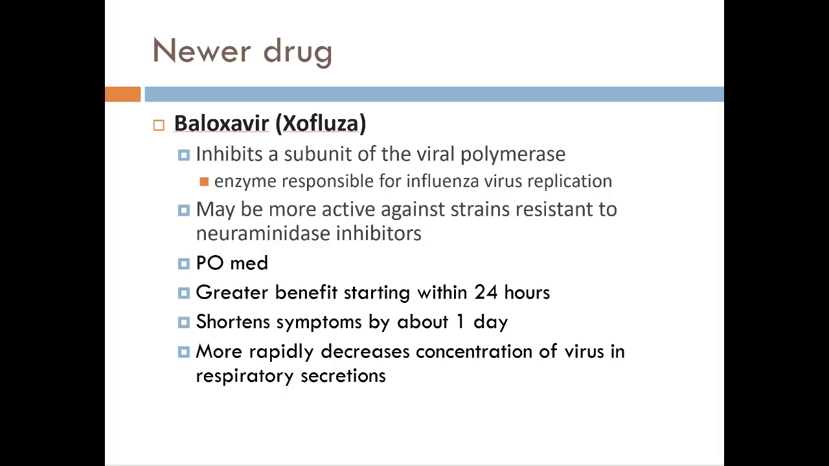There is one newer drug for influenza that came out last year. It's called Xofluza, or baloxavir. What it does is inhibit a subunit of the viral polymerase, so it ends the replication sequence. So instead of preventing the virus from being able to go into different parts of the body like Tamiflu, or oseltamivir, does, this drug is a chain terminator, so it prevents replication of the virus. So it's probably a little bit better mechanism. It's going to be more active against strains that have already taken hold. It is a PO med just like the other ones.